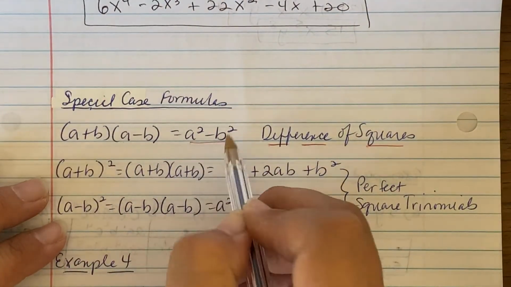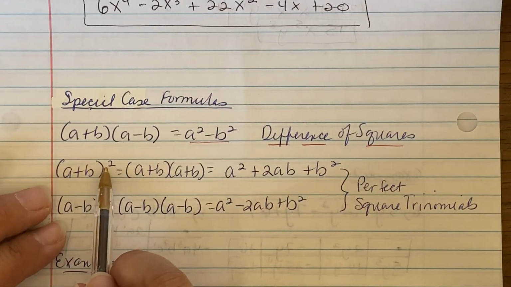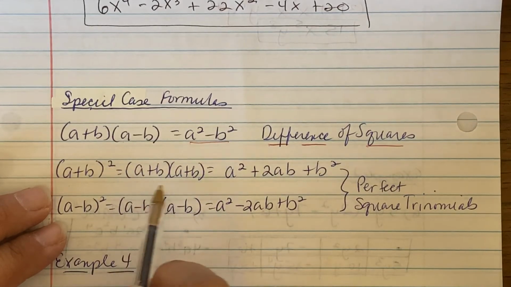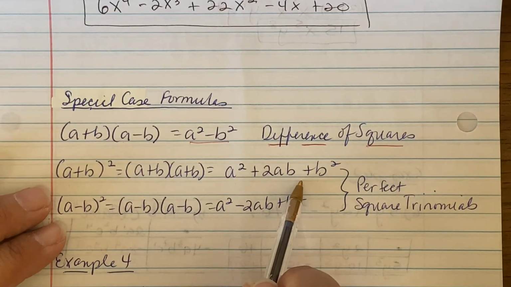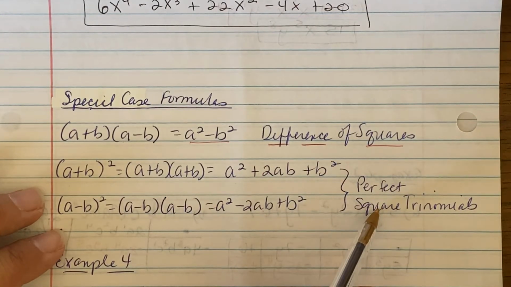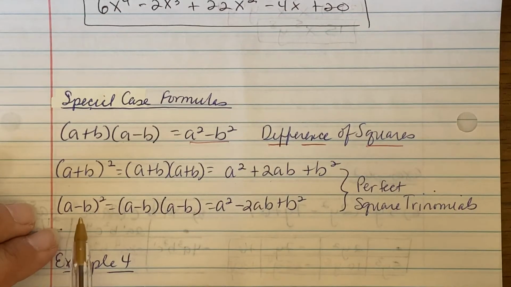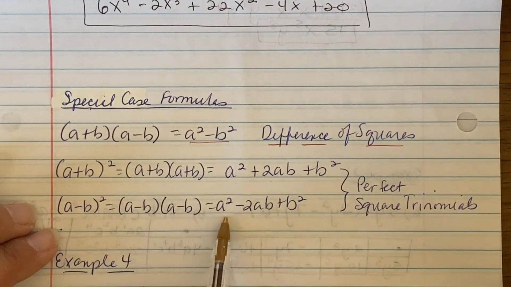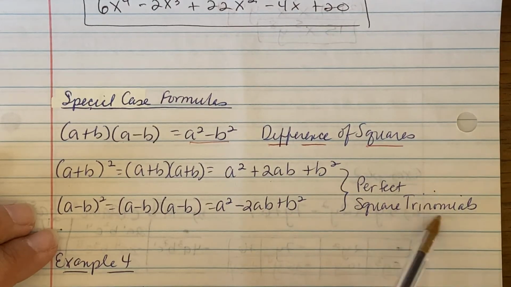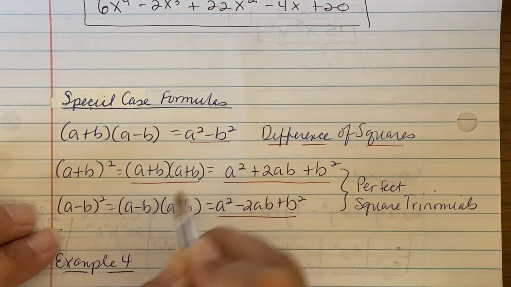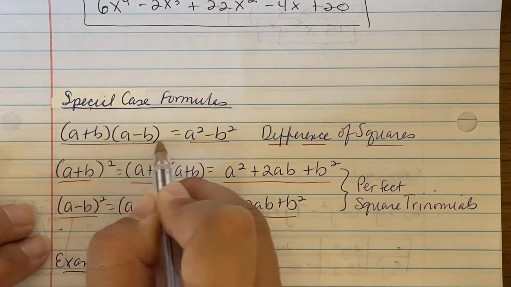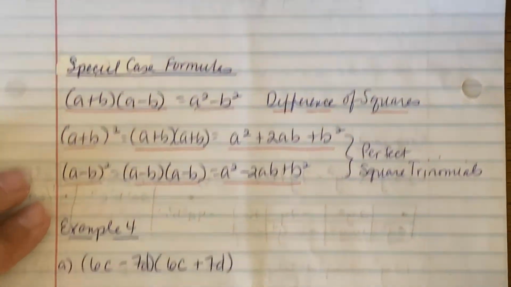If you see a plus b in the parentheses to the power of 2, that is the same thing as saying a plus b times a plus b, which expands out to be a squared plus 2ab plus b squared, which is a perfect square trinomial sum. If you see a minus b in parentheses squared, it's a minus b times a minus b, which the pattern formula is a squared minus 2ab plus b squared, which is the perfect square trinomial's difference. These are formula patterns you should memorize or have somewhere written down.